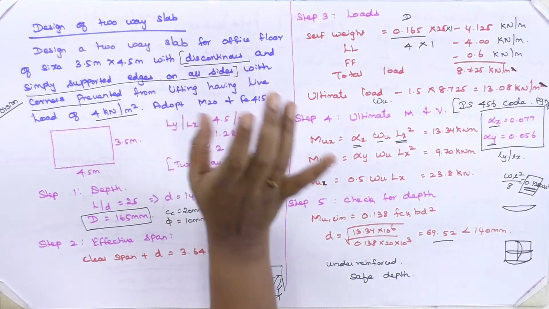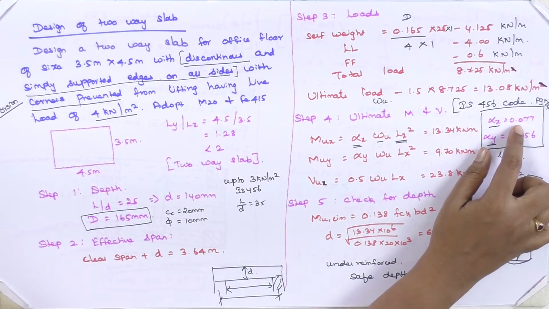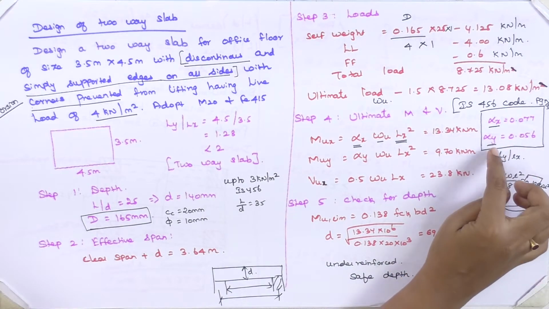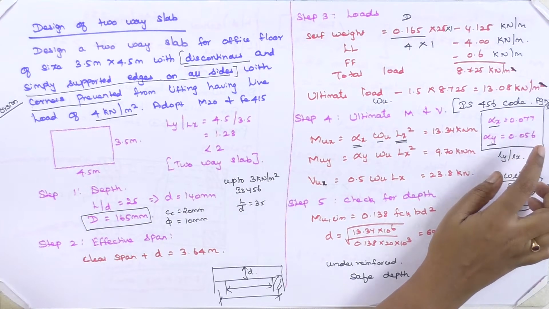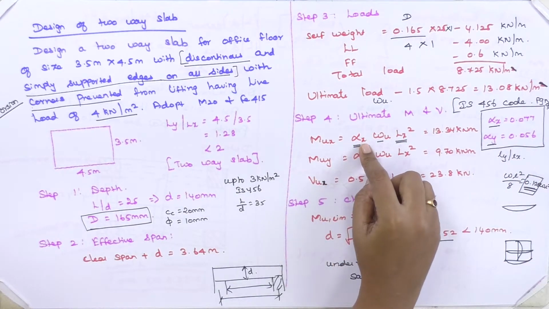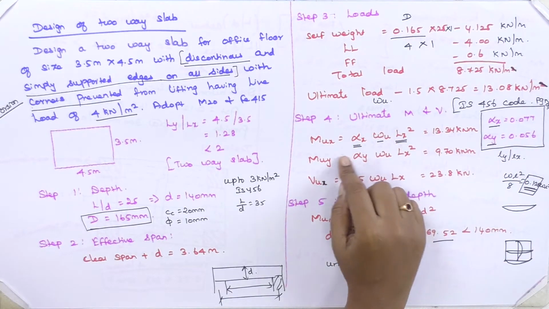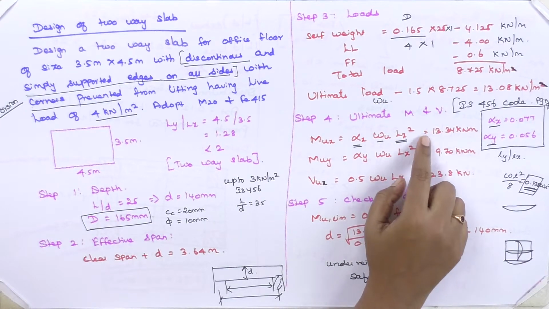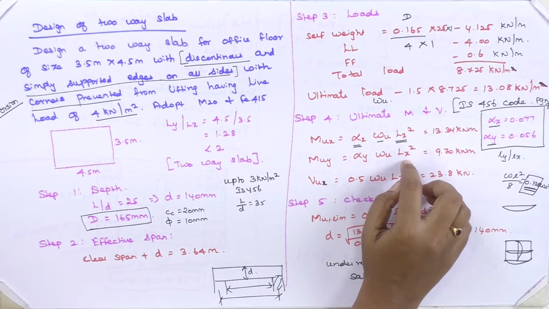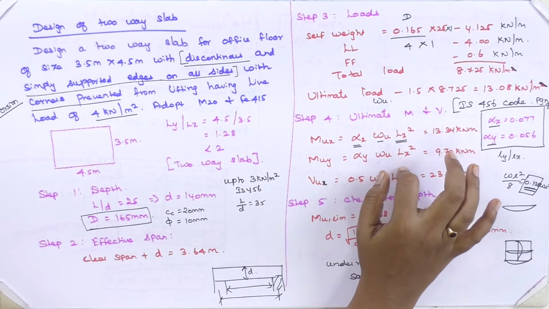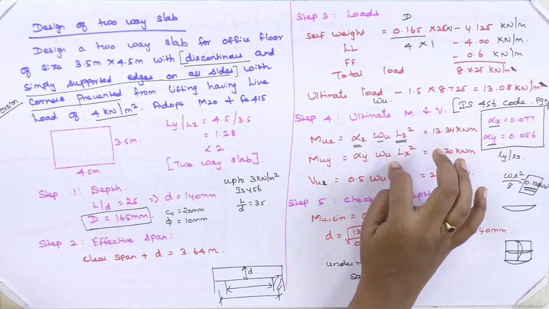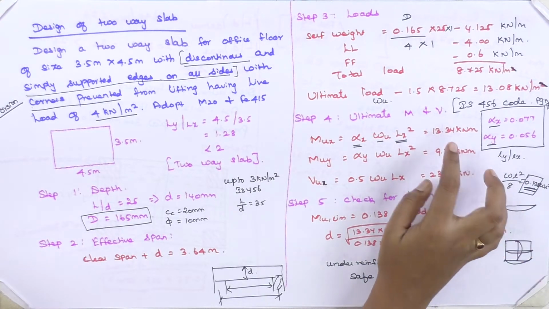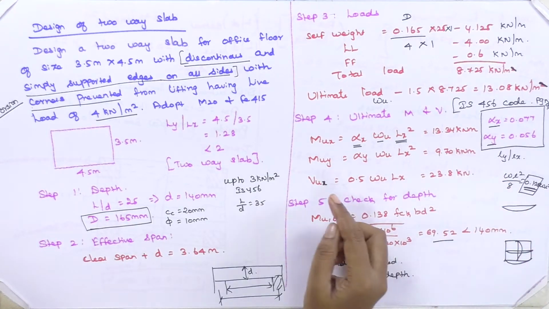Overall, all the sides should be discontinuous. For that, the alpha x value is 0.007 and the alpha y value is 0.56. So MUX is equal to alpha x W into Lx squared, and MUY also uses Lx squared. Why is it Lx squared for both formulas? For calculating the moment value you need to take the shorter dimension. So I'll get two values.